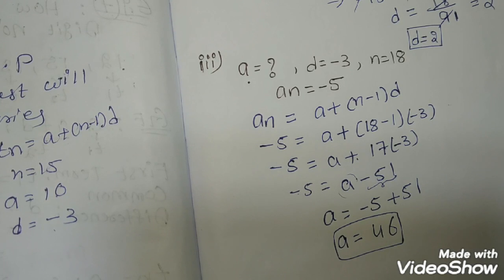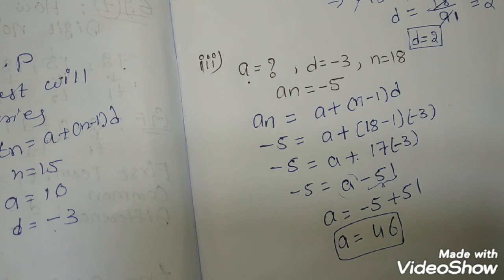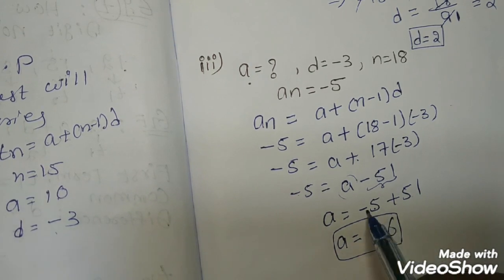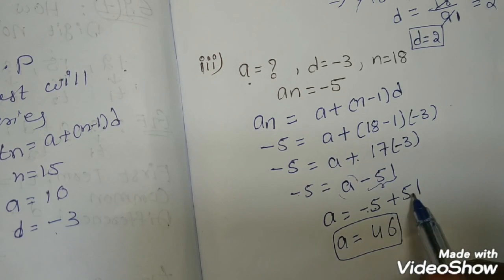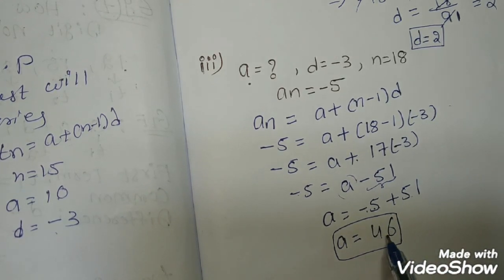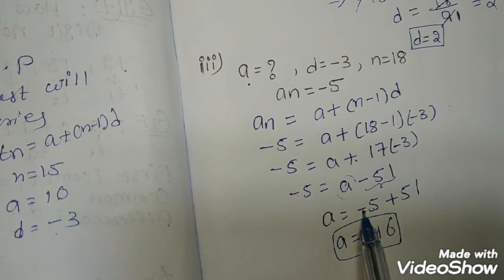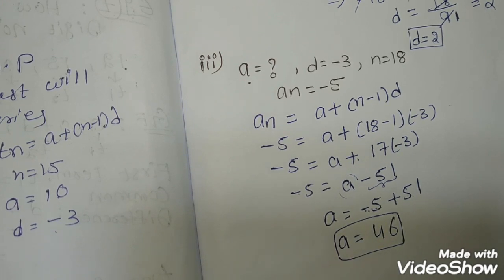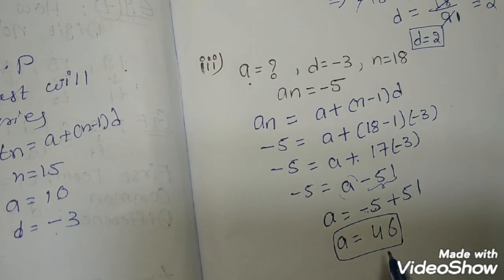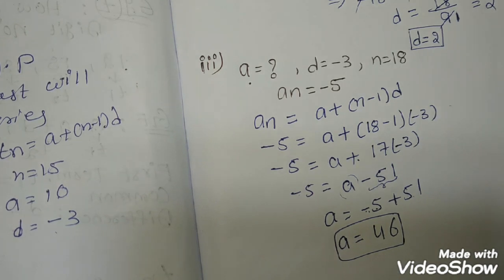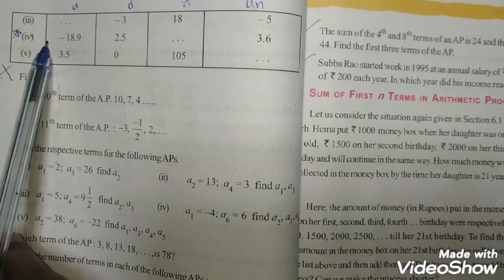If you don't know the basics, then I can give a link in the description box. Please check once. Okay, you can understand how it will come. Minus into plus, minus 5 minus 51 is minus 46, and in front of a we have a negative sign, that is minus into minus plus, and the result is plus 46. Understand? Let's go for the next, fourth question.